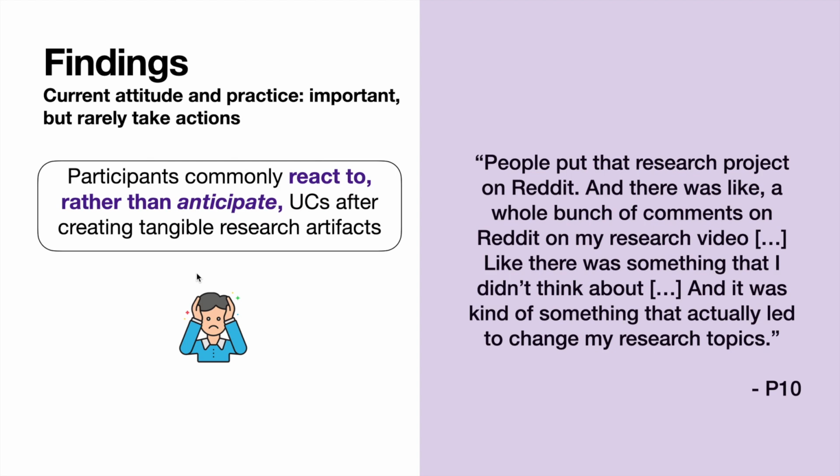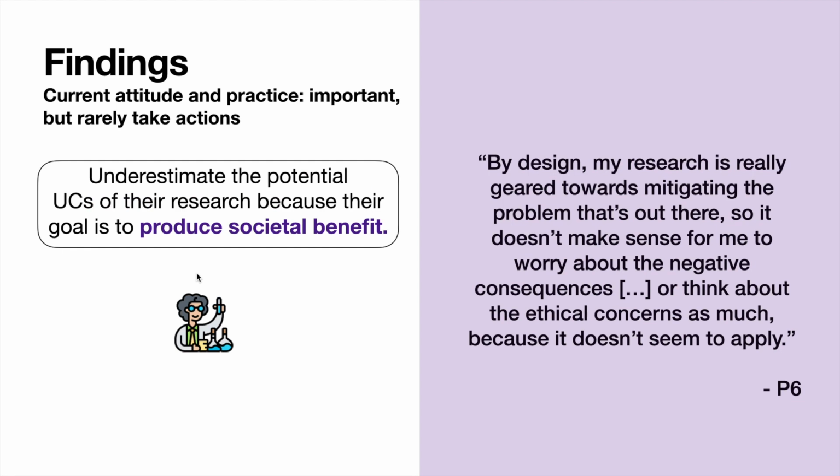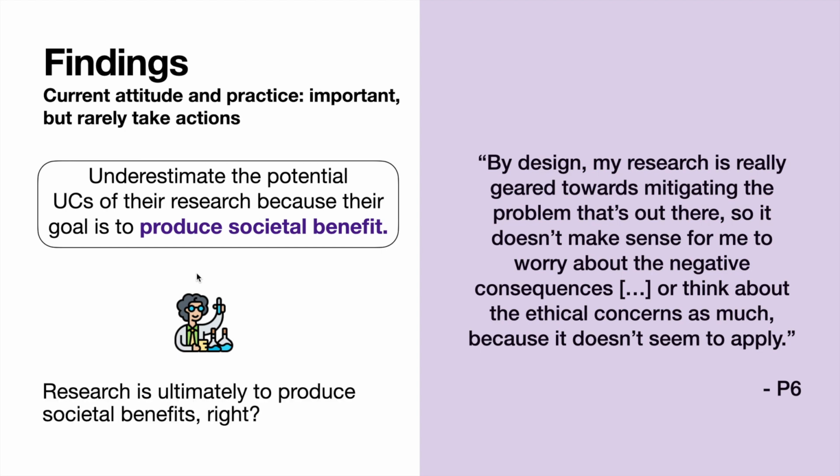Another practice is to commonly react to rather than anticipate UCs. For example, P10 received a whole bunch of comments on Reddit on their research video. This was something that actually led them to change their research topics in the end. Another attitude is an underestimation of potential UCs because their goal is to produce societal benefits. In other words, research is ultimately to produce societal benefits, right? For example, P6 commented, by design, my research is really geared toward mitigating the problem that's out there, so it doesn't really make sense for me to worry about the negative consequences.